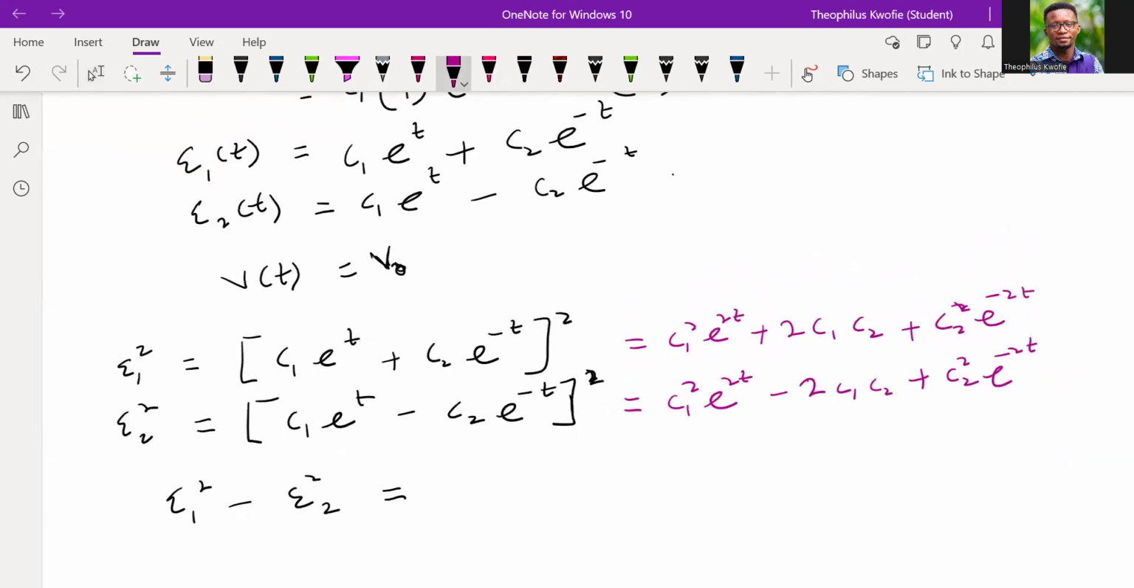The squares will cancel and the product terms will add up. That gives us 4C1C2, right? This is equal to some constant, let's say C. So when we find their difference, it's just going to be constant, independent of t. This can also be seen directly from the differential equations. It's obvious there. So the characteristic curves are hyperbolas, and the solutions remain constant along these hyperbolas.